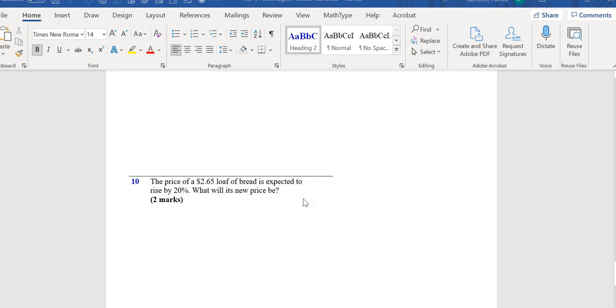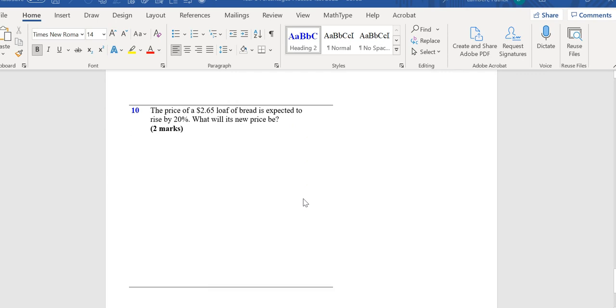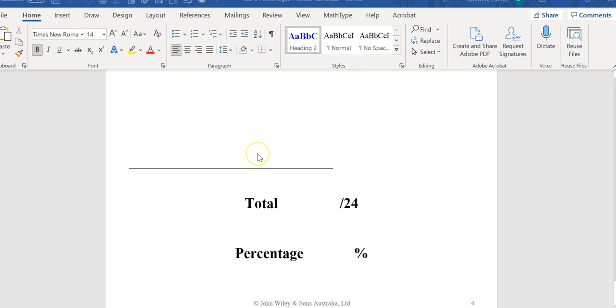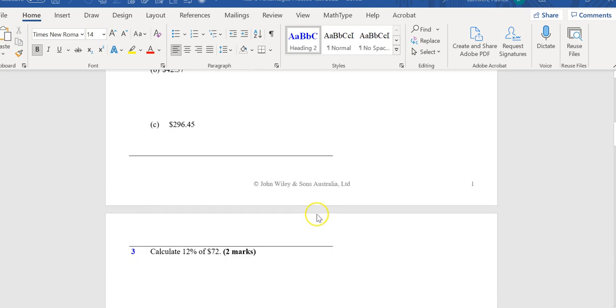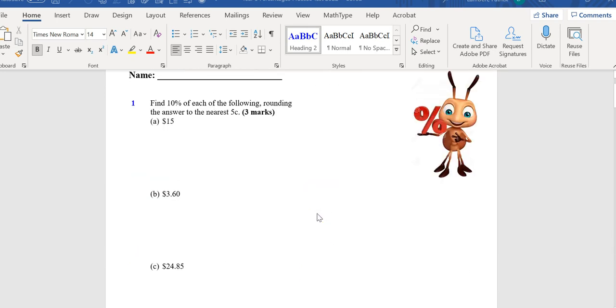The price of bread is expected to rise, so there's going to be a mark up. You need to show what the new price will be. It's the original price plus that percentage, or it's the original price multiplied by 1.2. So if you go through those, you would find that you would be ready for your analysis task, and you also have the work outline to go on with this morning.